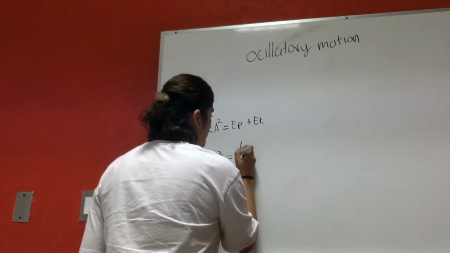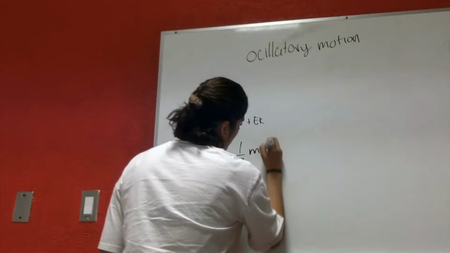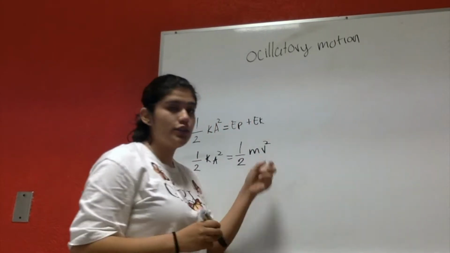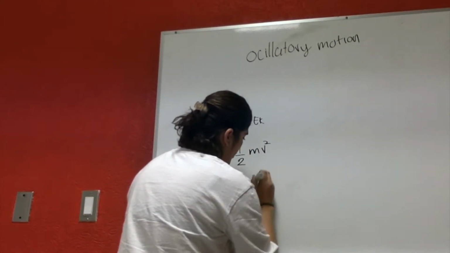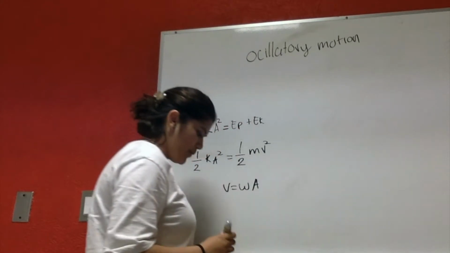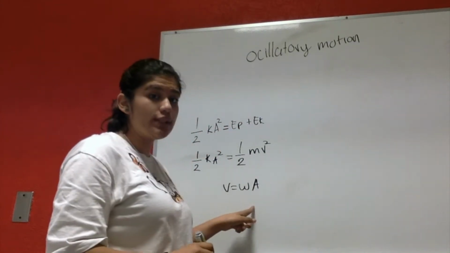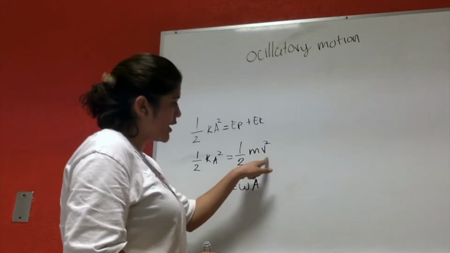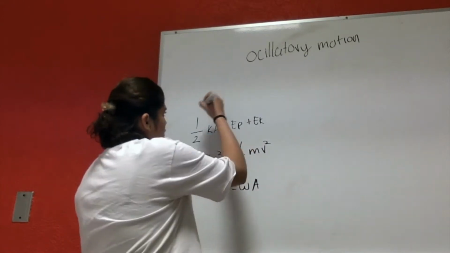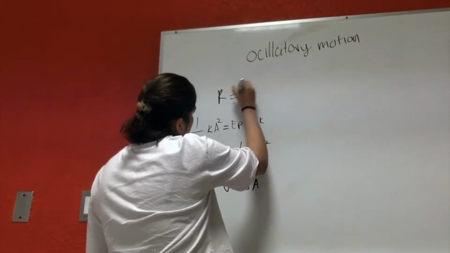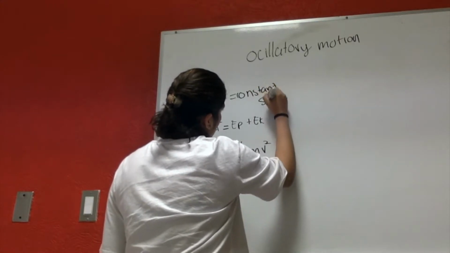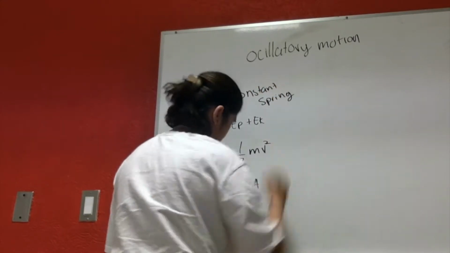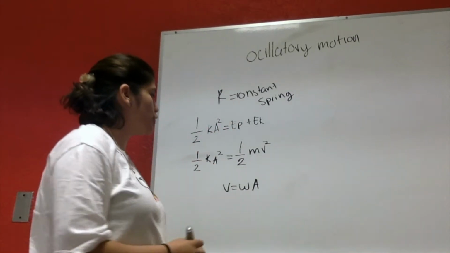So this is going to be equal to one half of mass times velocity squared. And to get the velocity, you already know that velocity is equal to W times amplitude. So you only need to do this to get the velocity. Okay, this is to find K, that is the spring constant. So you just need to isolate K, and that's all.